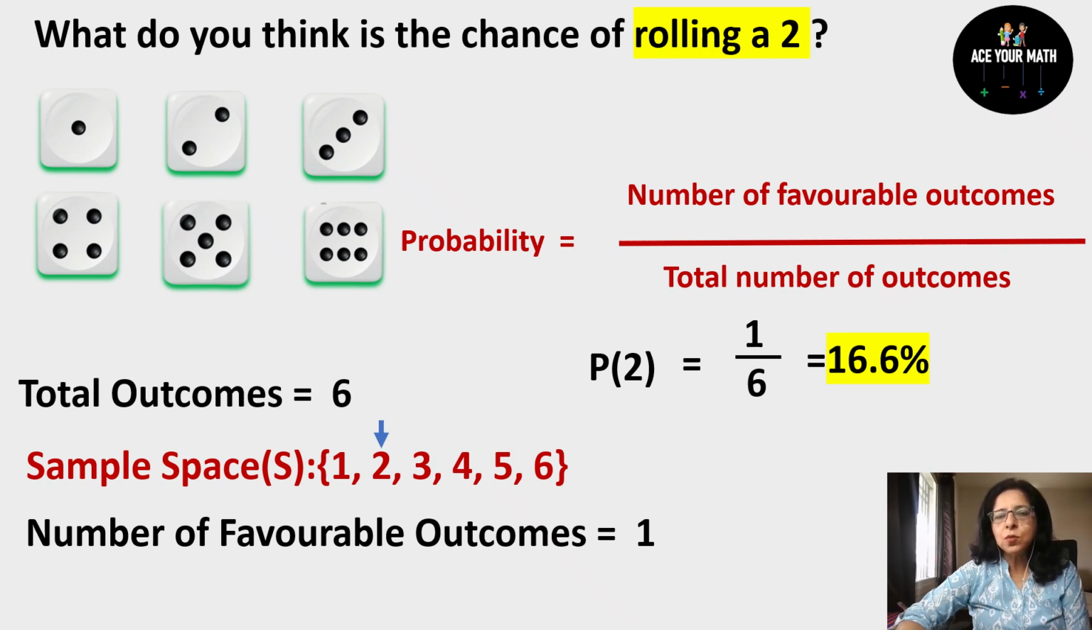Now let's say you want to roll 6 some other time. What is the probability of it? In the sample space, see how many times 6 appears. 6 is also appearing once, so the probability of 6 is also 1 by 6. Likewise, let's say you want to roll 4. What is the probability? 4 is also happening once, so it is 1 by 6. The probability of all these outcomes is the same, 1 by 6. That is why these outcomes are nothing but equally likely outcomes.